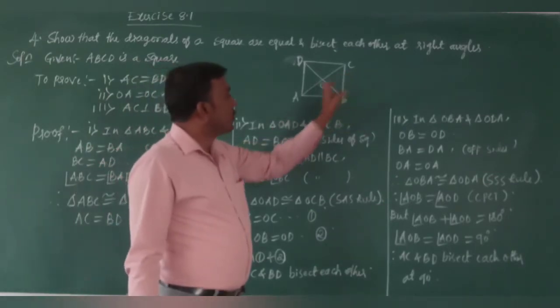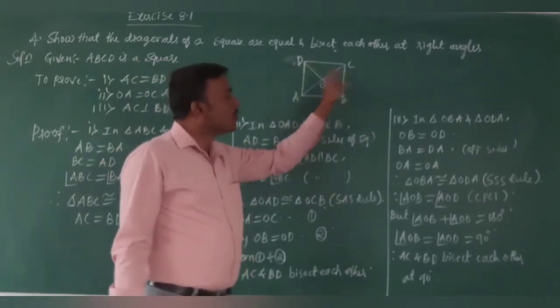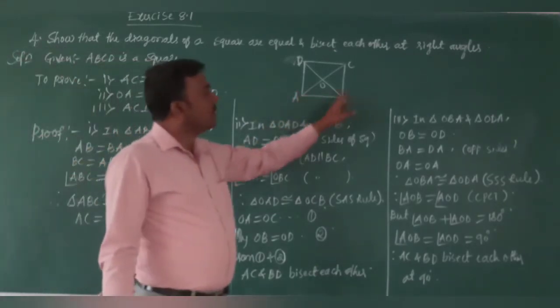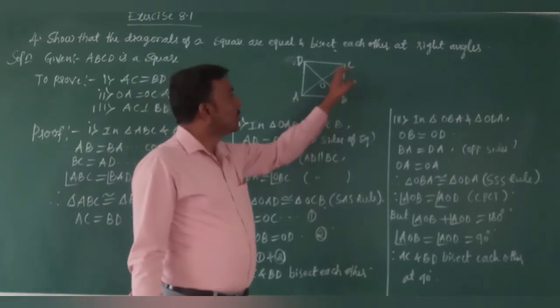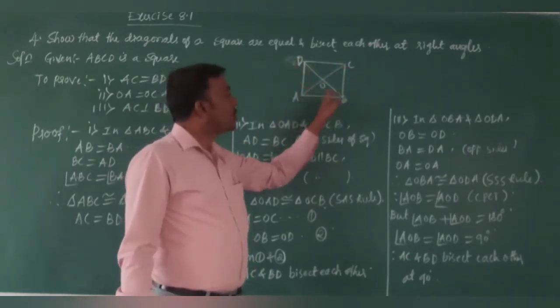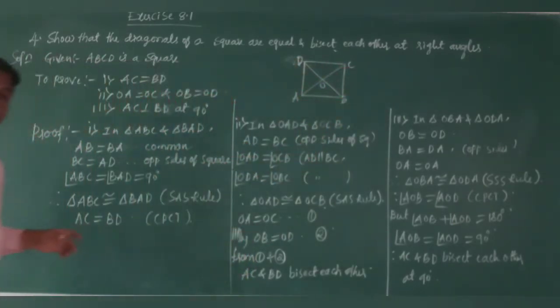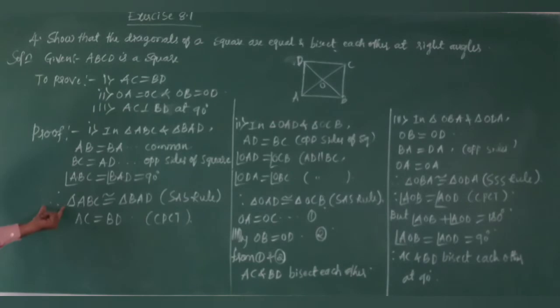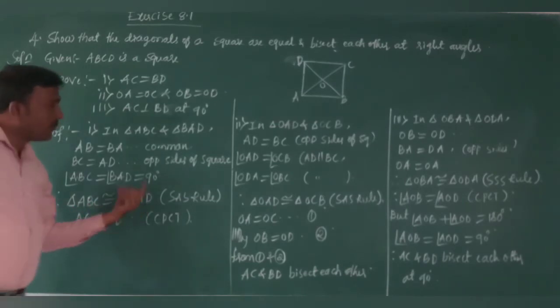See, BC is equal to AD. These are opposite sides of a square, always equal. Angle ABC is equal to angle BAD. These two are 90 degrees because angles of a square are equal to 90 degrees. ABC is equal to BAD is equal to 90 degrees. It is given. Therefore, triangle ABC is congruent to triangle BAD.